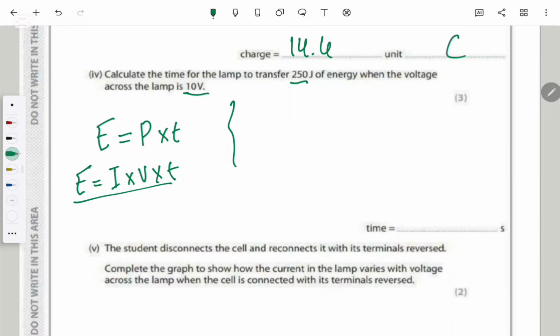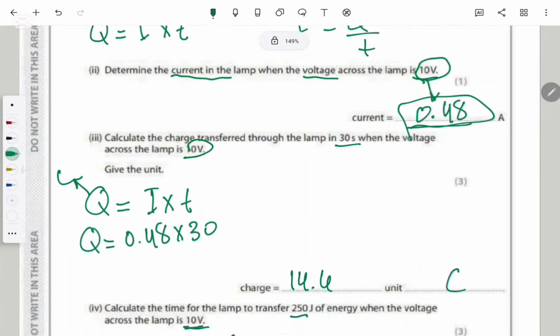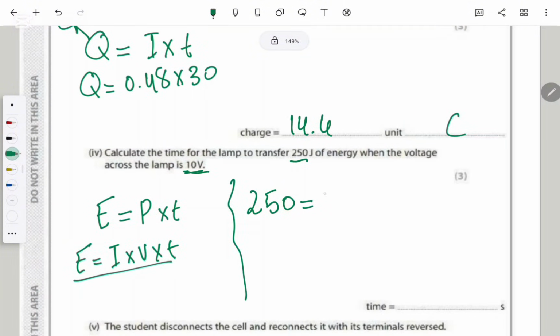In order for us to use the formula, energy is given to us as 250 joules, equals the voltage, which is 10. The current when the voltage is 10 is 0.48. And we're trying to calculate the time. So the current is 0.48, the voltage is 10, and the time, I can just write the letter T because I don't know what it is. Multiply those two together, it's going to give you 4.8, and T next to it.